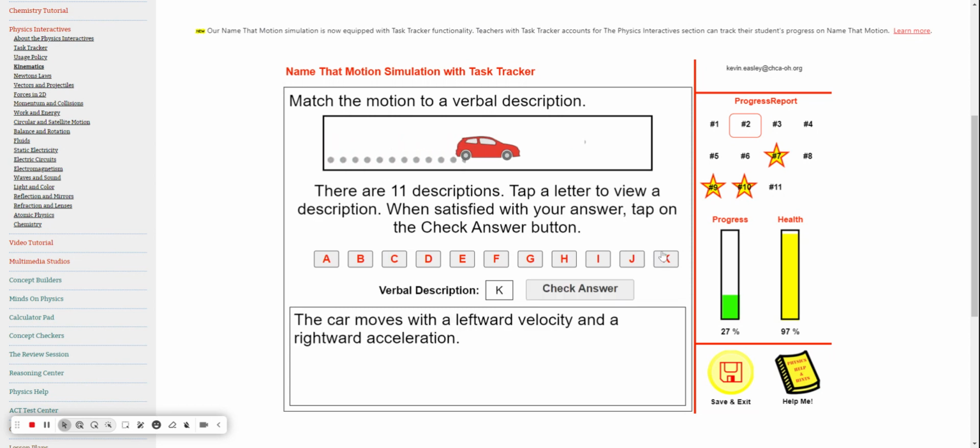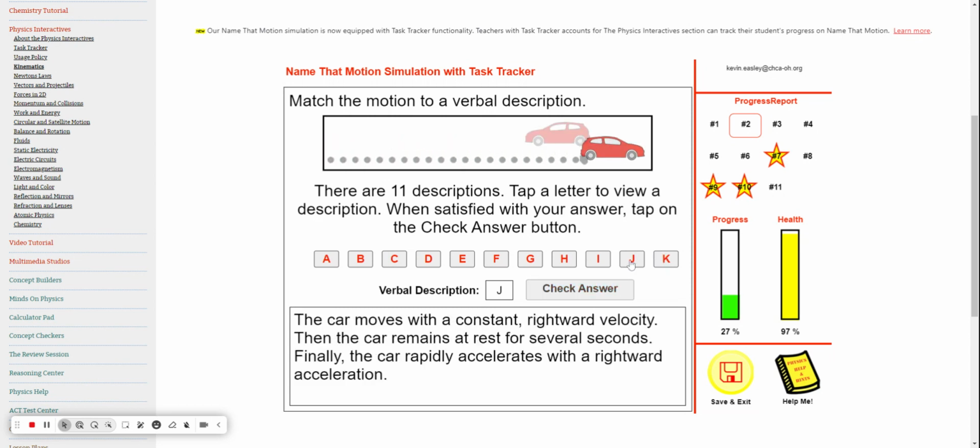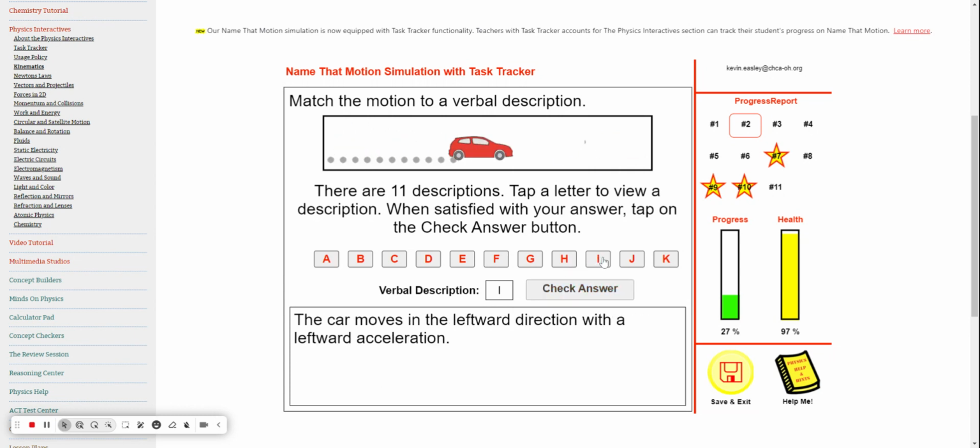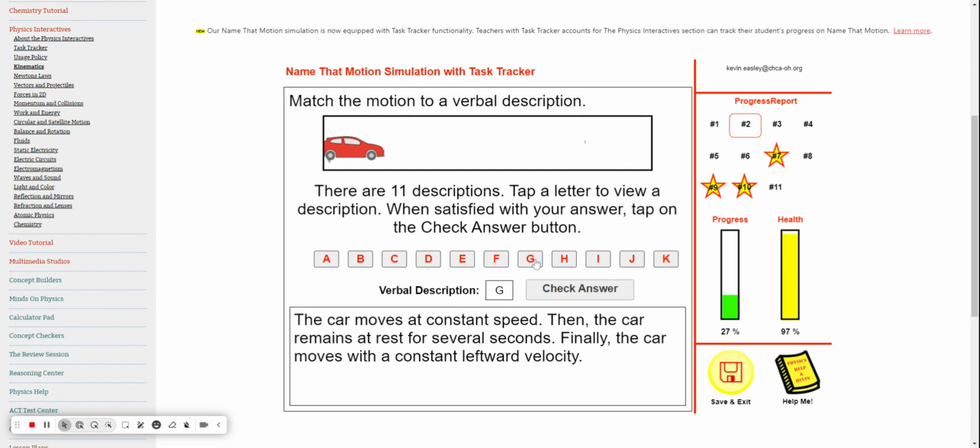Let's see if any of these tell us that. No. Constant rightward velocity, remains at rest, and accelerates with a rightward. No. It's traveling constant to the right and then a faster, higher constant velocity to the left is what I'd like to see. The car moves in a leftward direction with a leftward acceleration. No. We're looking for one that rests. The car moves at a constant speed. Then the car remains at rest for several seconds. Finally, the car moves with a constant leftward velocity. That does in fact work.